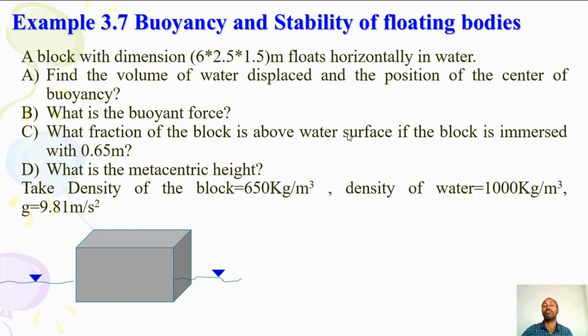If the block is immersed 0.65 meter, what is the metacentric height? Take the density of the block as 650 kilogram per meter cube, and the density of water as given. In the previous lesson on buoyancy and the principle of flotation, the magnitude of the buoyant force is equal to the weight of the displaced fluid. With that concept, let us start now.